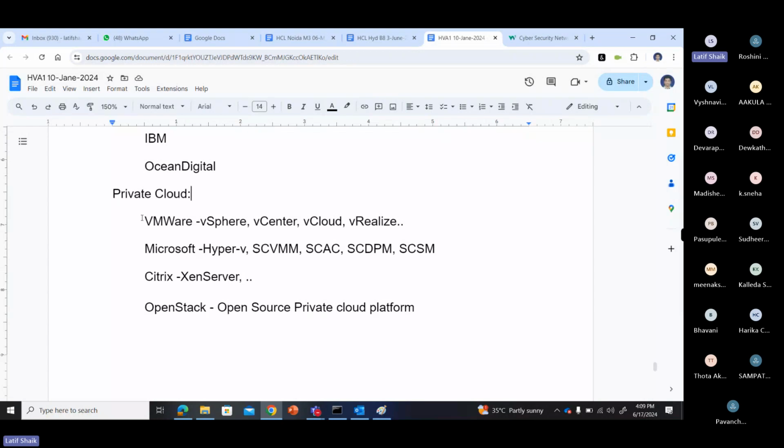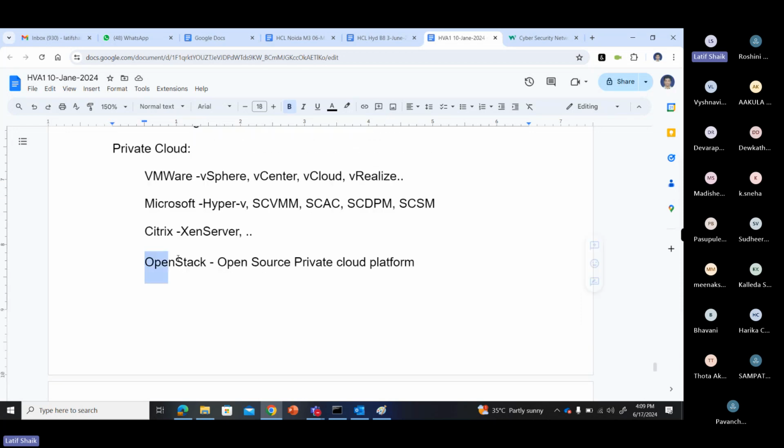A private cloud has to be built using different software. From VMware, for virtualization: vSphere, vCenter, vCloud, vRealize, and other things also. From Microsoft: Hyper-V for virtualization, VMM, SCCM, SCOM, and App-V for application virtualization. From Citrix: XenServer, XenApp kind of stuff. OpenStack is one platform that is different from these. OpenStack is an open source private cloud platform.